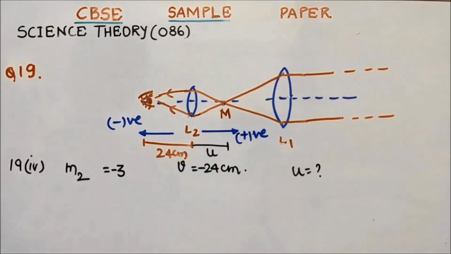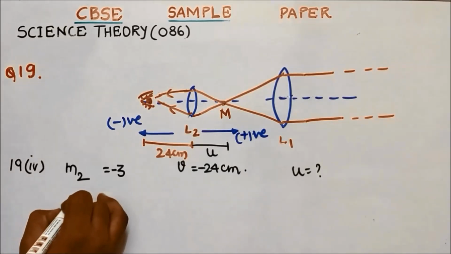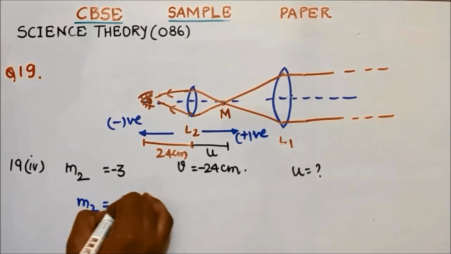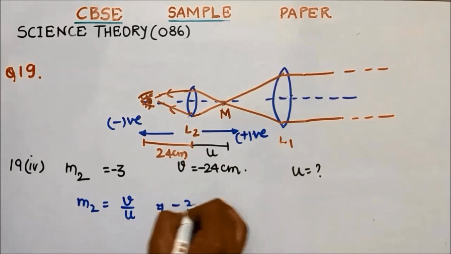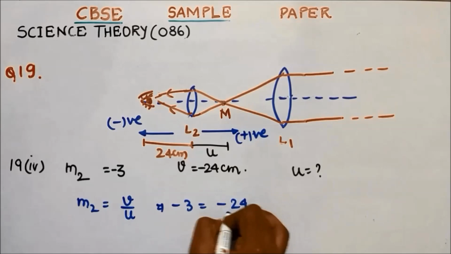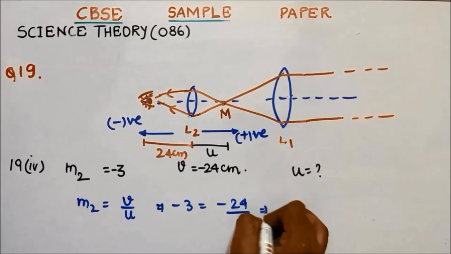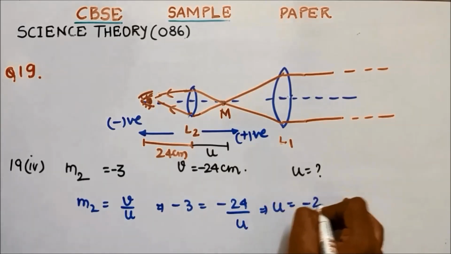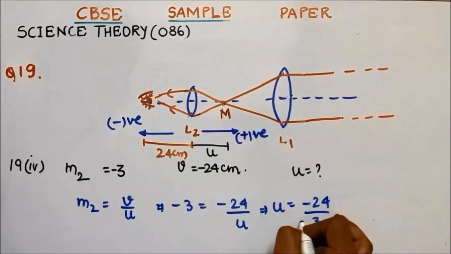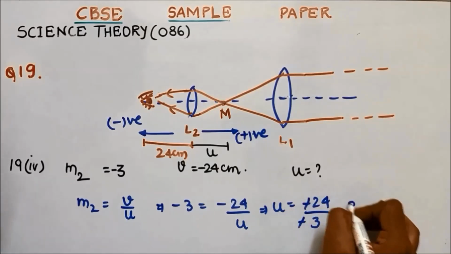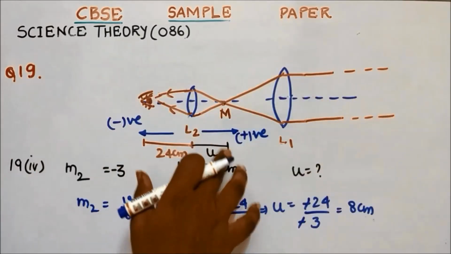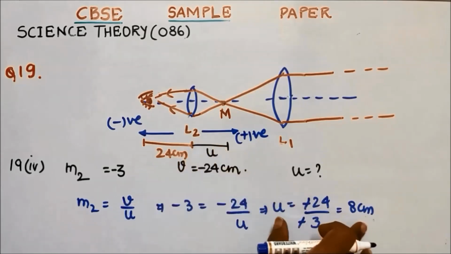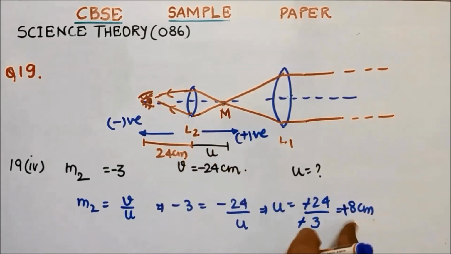So what is the formula in terms of object distance and image distance? M2 is equal to V by U. So we can write it as minus 3 is equal to minus 24 by U. So U is equal to minus 24 by minus 3, so equal to 8 centimeters. So I am measuring distance on the right hand side. So the object distance should be positive. So see that positive distance came.